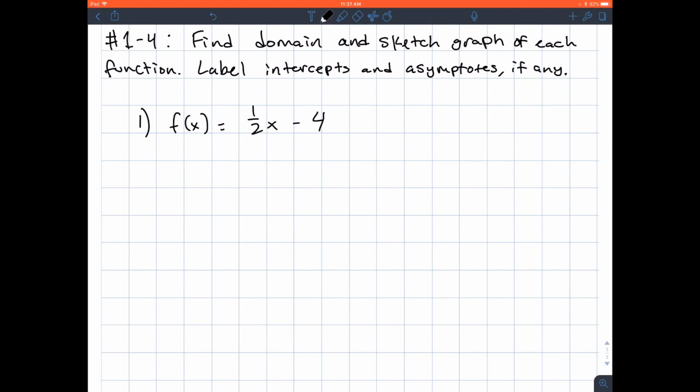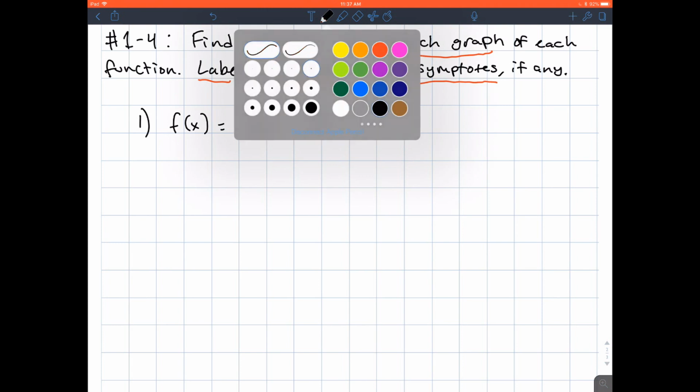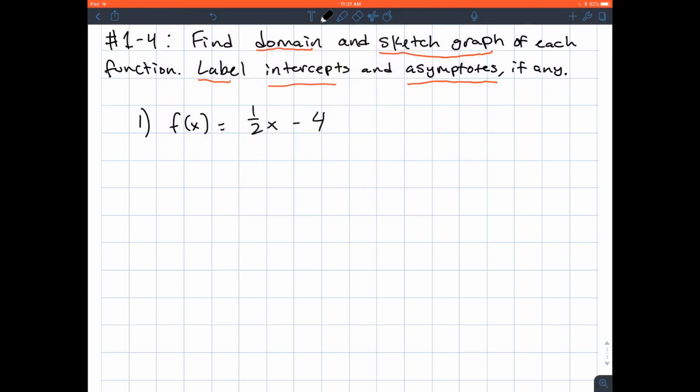So let's see what we're asked. We're asked to find the domain, sketch the graph, and label intercepts or any asymptotes, if any. So these are basically the 3 things that we need to find. So first, let's discuss the domain. What is the domain of this function? Well, x is not really limited to anything, so the domain is all real numbers.